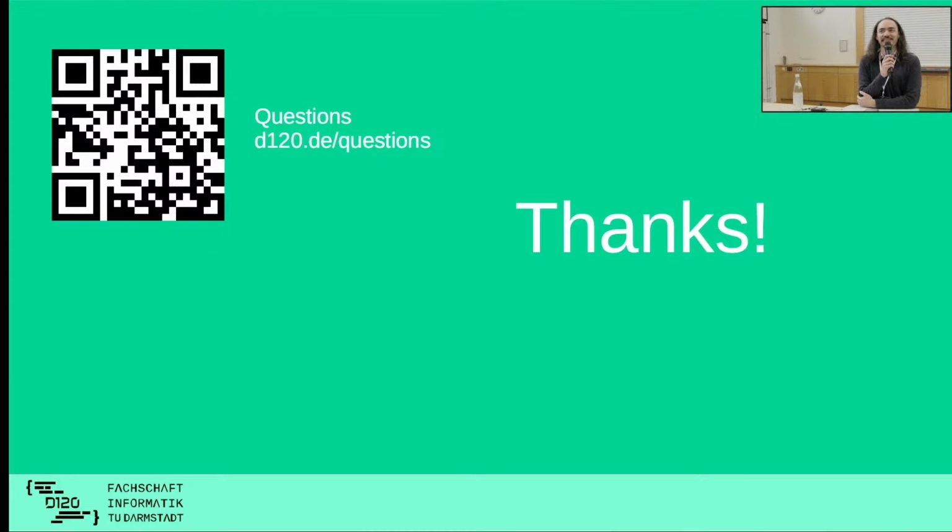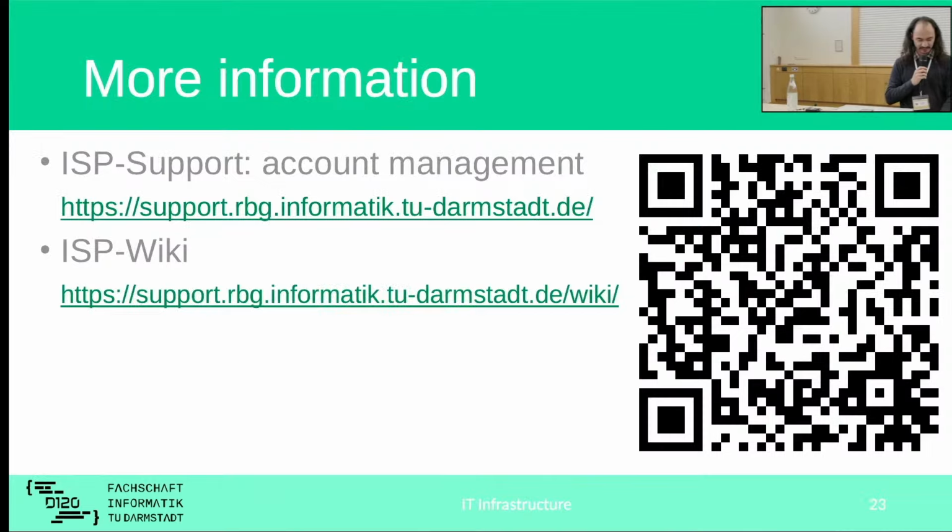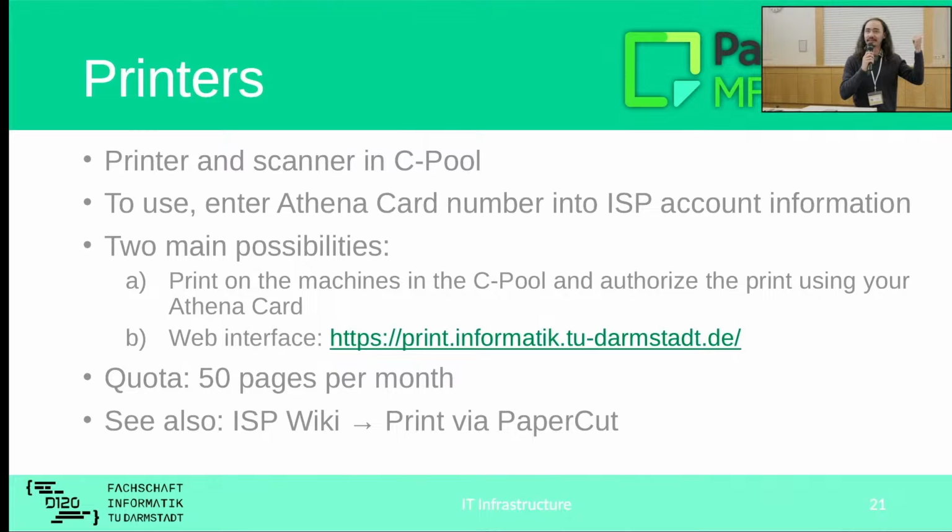Okay, any questions? Yes. Come again? Printers. These ones? Okay, the question was, where are these printers located? They are in the C pool. When you come into the door, they are on the right side, immediately on the right side. Any other questions?